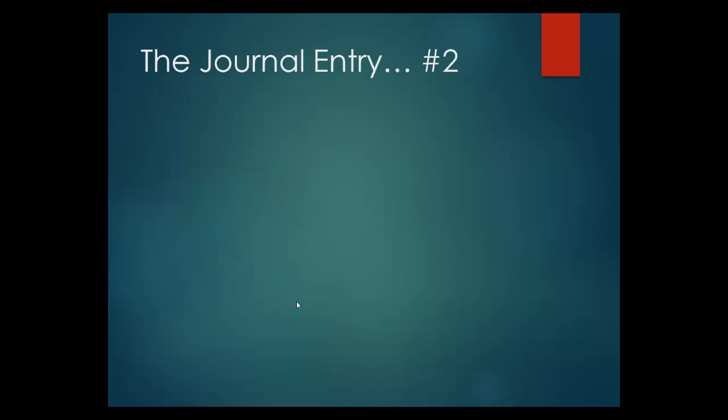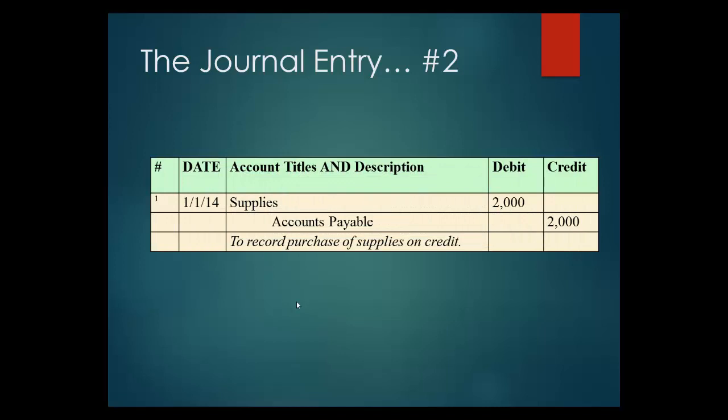Supplies, rule of debit and credit, asset, we increased an asset, we will debit supplies. Accounts payable is a liability. When we increase liabilities, that's a credit. So let's take a look at that journal entry. Again, this should say transaction 2, my bad right there. Transaction 2, January 1st, 2014, debit to the supplies account, credit to accounts payable. Debits equal credits, and there's my description.